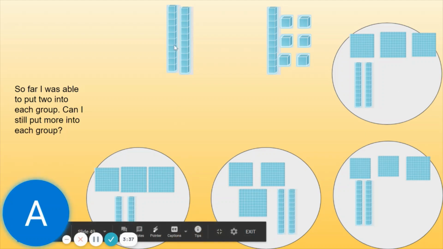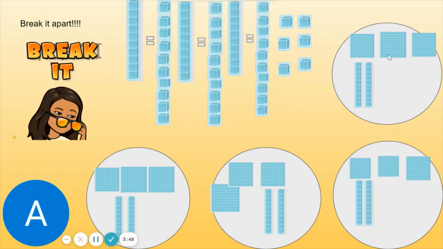Again, no, I wouldn't. I would put one here, another here, and another there. But what about this group here? Would it be fair if this group didn't get any? No. Again, we need it to be equal. So what do we do? We break it apart. We know 1 rod is equal to 10 units. So here, this 1 rod is the same thing as these 10 units, and so on. So how many units do you think we'll have now?